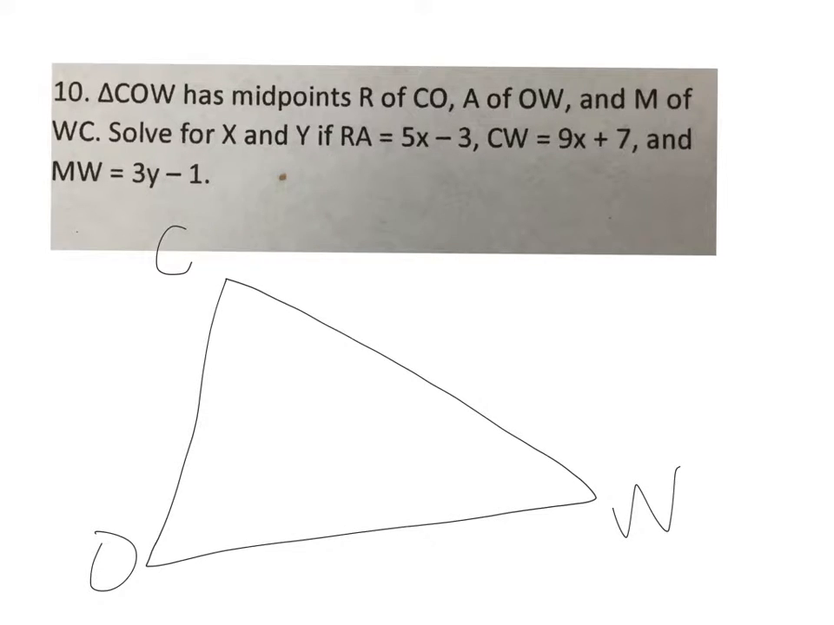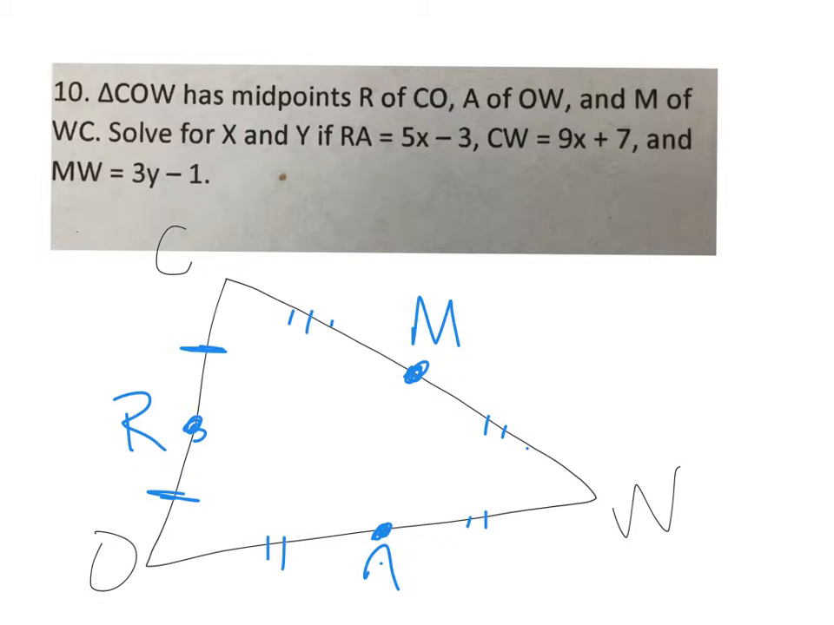Okay, we know that we have some midpoints, so let me change colors and make it larger so we can identify these midpoints. R is the midpoint of CO, so here we have point R, which means that this is equal to that. A is the midpoint of OW down here. Here's A, so these two are equal to each other. And M is the midpoint of WC, so these are equal segments right there.